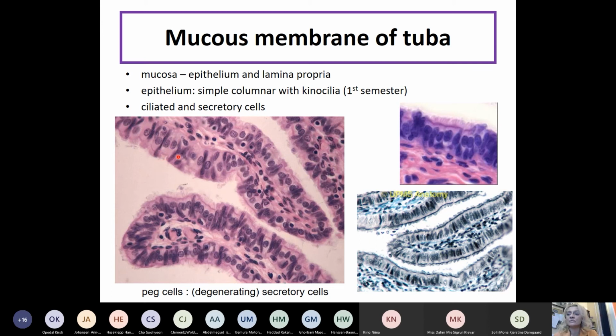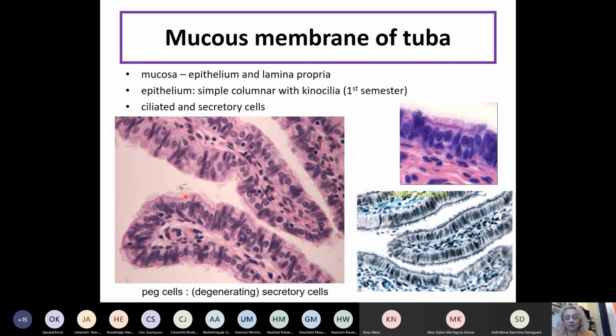And these cells, which kind of stick out of the epithelial surface, here you can see them, are the so-called peg cells. They are secretory cells. Usually they say that they are secretory cells which don't secrete anymore but are going to be shed off. But according to other sources, they are still active. So of course, this is a continuous process: they are continuously shed off the surface, and then we lose them, and new cells are coming.